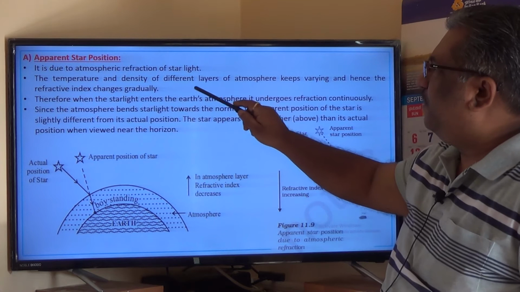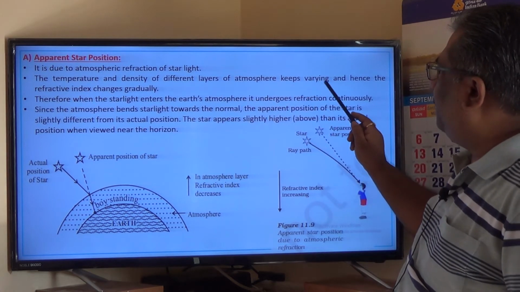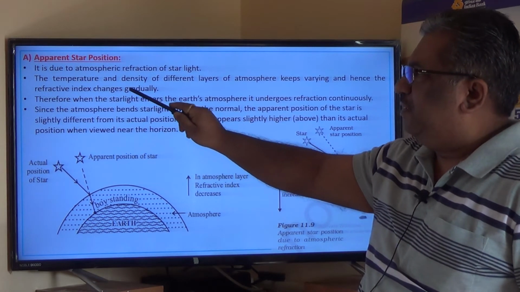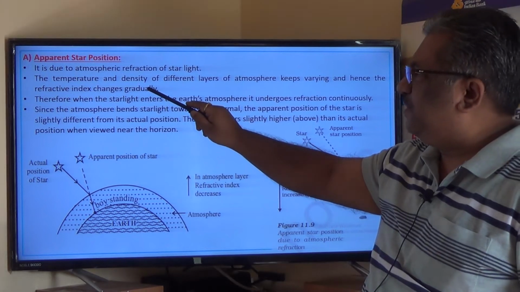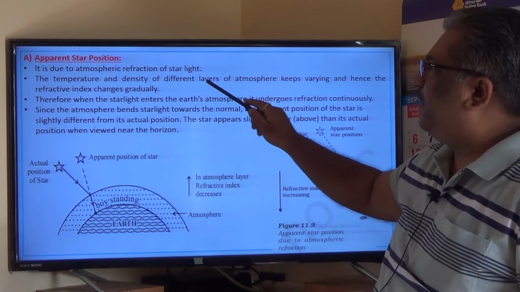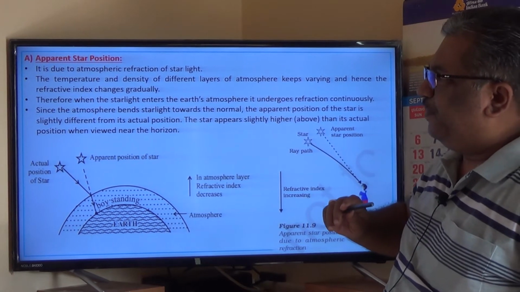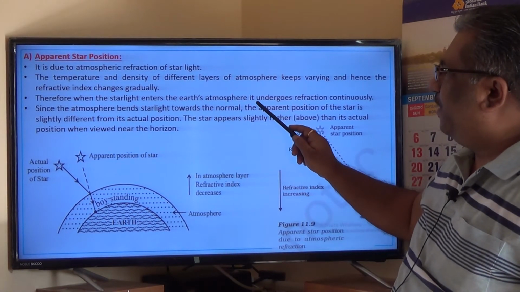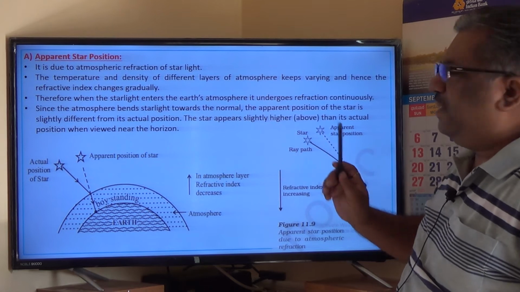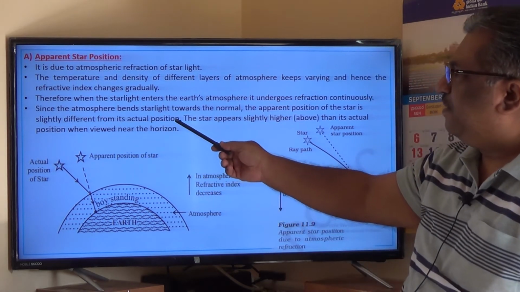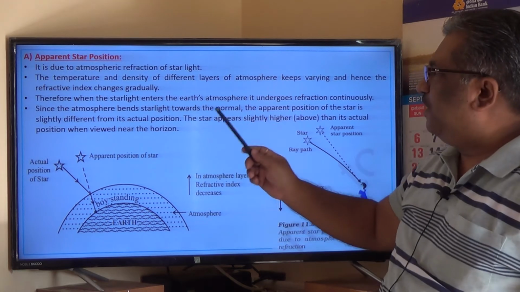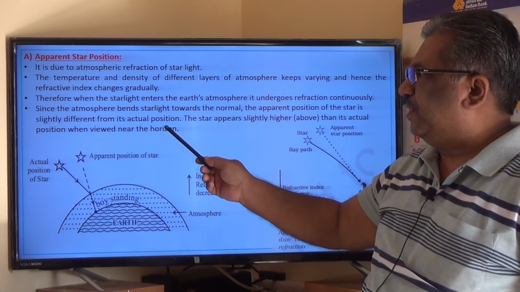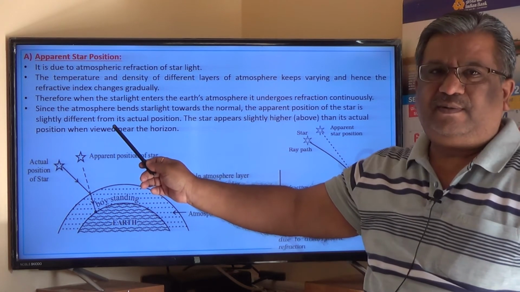The temperature and density of different layers of the atmosphere keep varying, and hence the refractive index changes gradually. Meaning, the refractive index of the atmosphere gradually changes due to change in density and temperature of different layers of the atmosphere, which is not fixed. Therefore, when the starlight enters the Earth's atmosphere, it undergoes refraction continuously. Since the atmosphere bends the starlight towards the normal, the apparent position of the star is slightly different from its actual position. Mark this keyword.